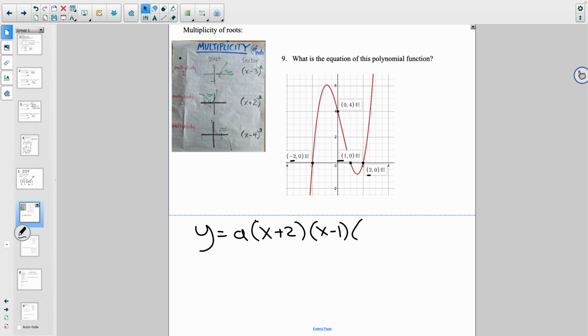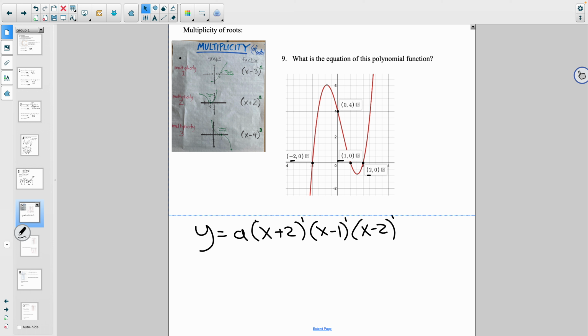And then here, x minus 2. Now, we have this concept of multiplicity. Here's this chart, multiplicity. If we go straight through the x-axis, we'll have a multiplicity of 1. That means we're basically raising these roots to the power of 1. Now, all of these go straight through.